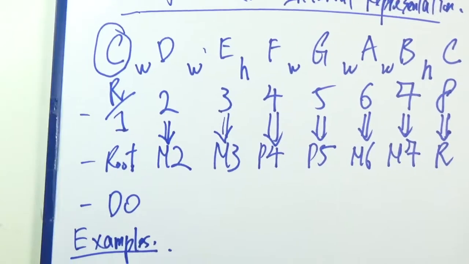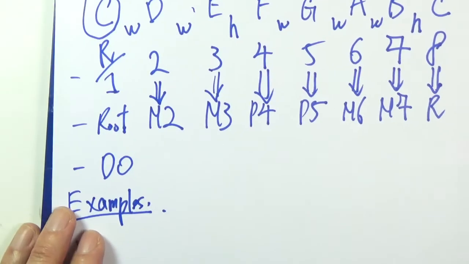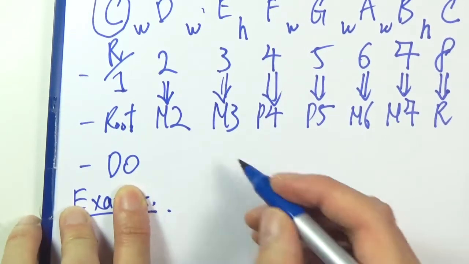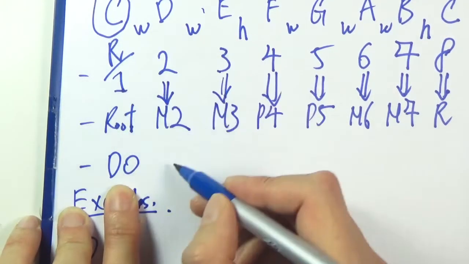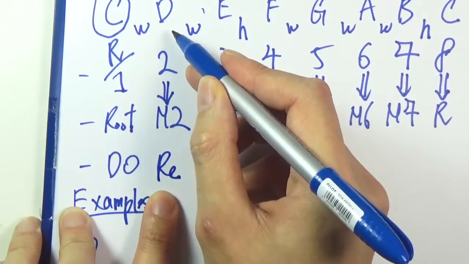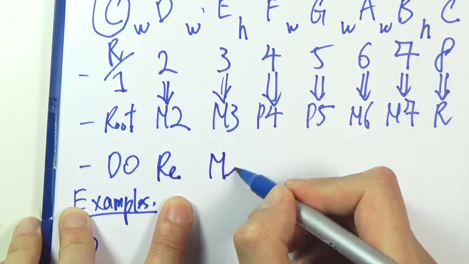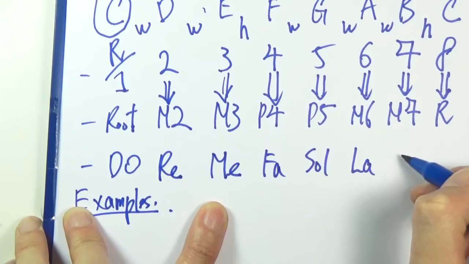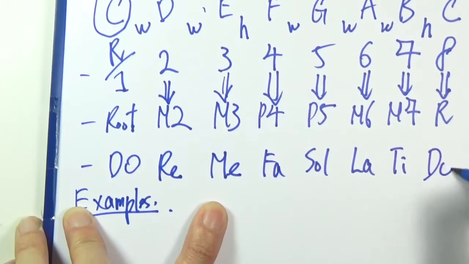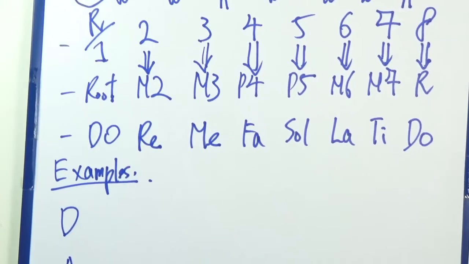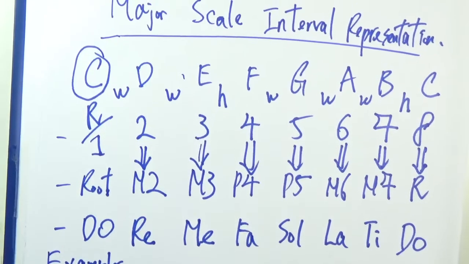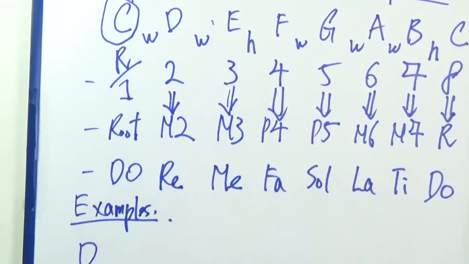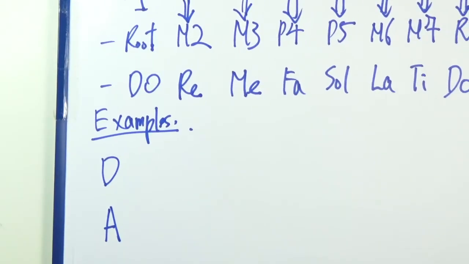One more piece of information: a little bit of solfege singing here. Do would be our root, re would be our major second, mi, fa, sol, la, ti, and then do again. I will talk more about solfege in the ear training course, but for now, you should be familiar with these at least. Try to represent them as intervals.